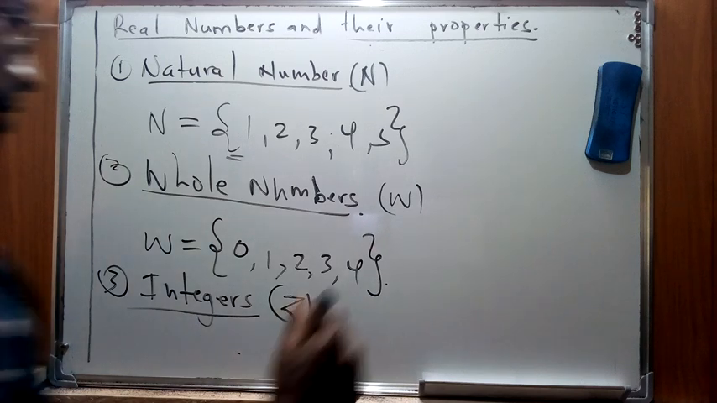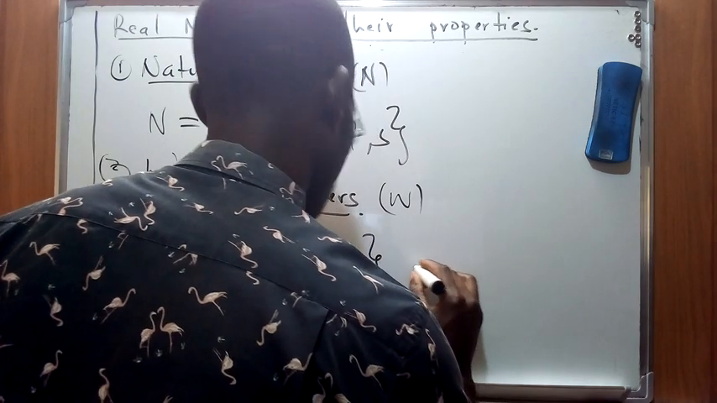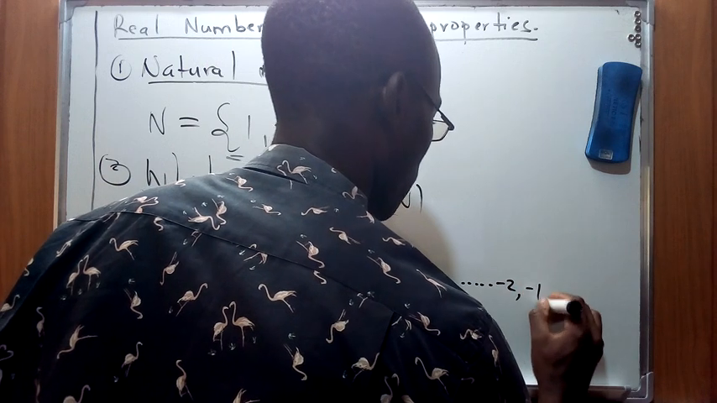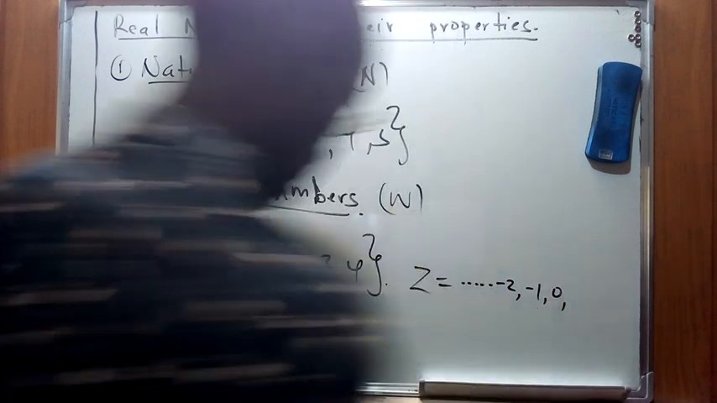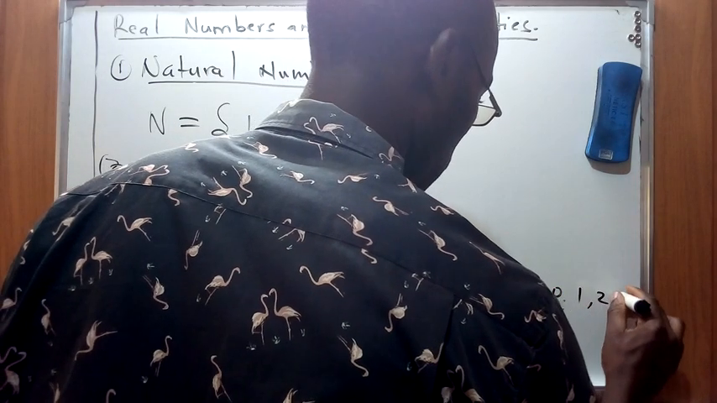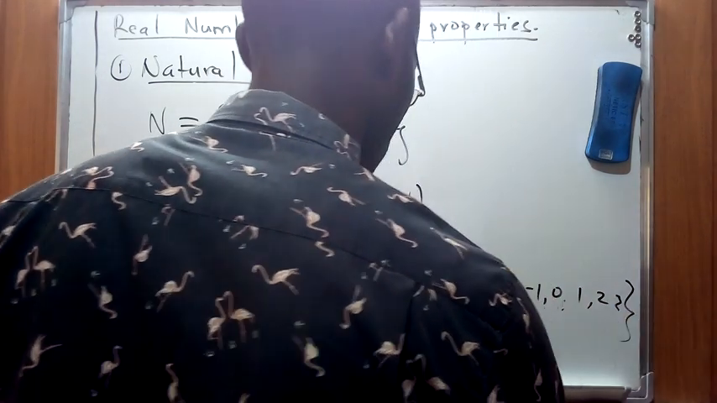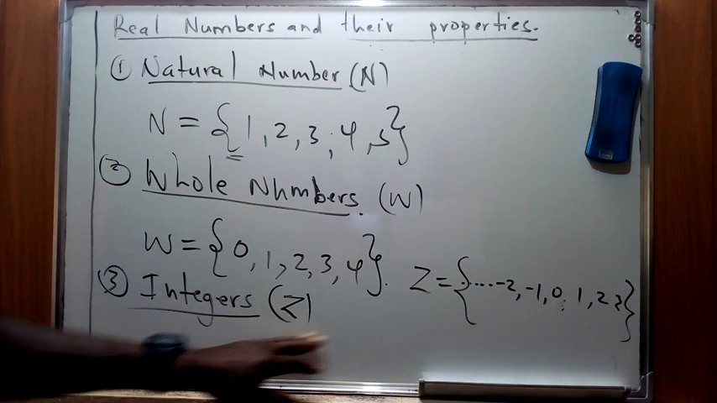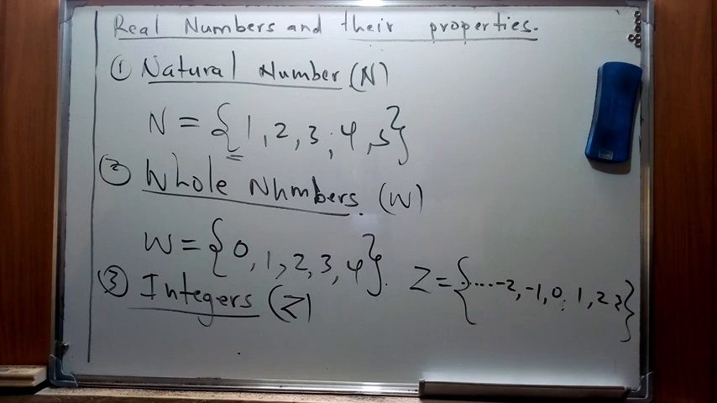So therefore, the range of Z consists of negative numbers, and positive 1, 2, 3, etc. So basically the difference between whole numbers and integers is that integers consist of a range of negative numbers, and it's given the initial Z.